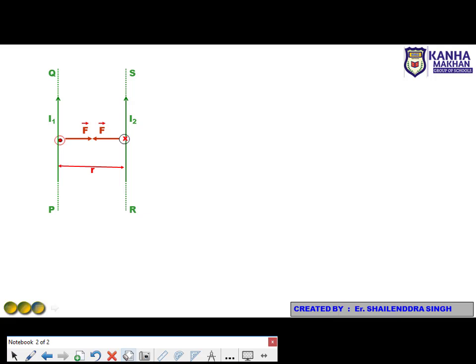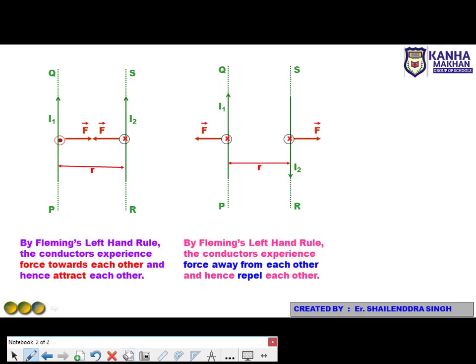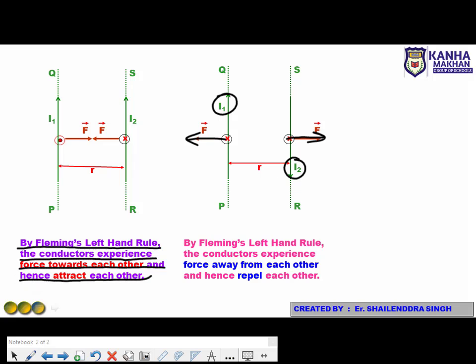Finally we find the result: if two wires are placed in such a manner that current is flowing in the same direction, then the force will be attractive. In the second scenario, if the wires are placed such that current flows opposite to each other, then according to Fleming's left hand rule that force will be repulsive. By Fleming's left hand rule, in the first case the conductors experience a force towards each other and hence attract each other. In the second situation, the conductors experience a force away from each other and hence repel each other.